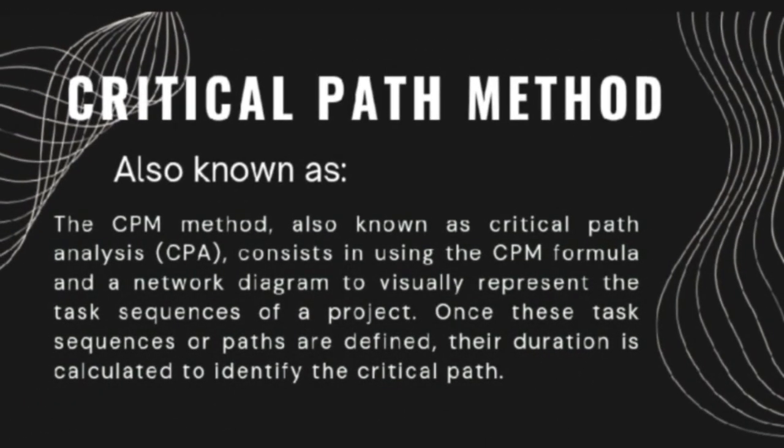This is known as the CPM method, also known as critical path analysis. CPA consists in using the CPM formula and the network diagram to visually represent the task sequence of a project. Once this task sequence or paths are defined, the duration is calculated to identify the critical path.